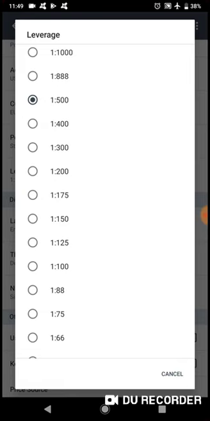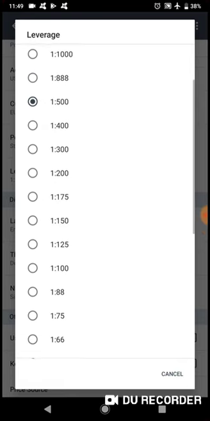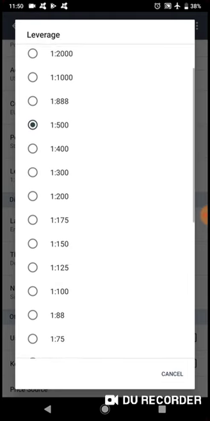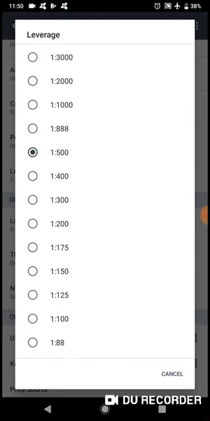For my account, I'm using 1:500, and you shouldn't go more than that because leverage is like a loan that you're borrowing from your broker to trade with. It's almost like your broker is boosting your account size for you, and if you use too much leverage and end up losing a trade, you would have lost more money in your account. So you should use leverage very carefully.